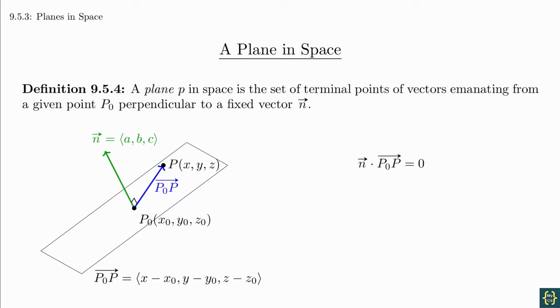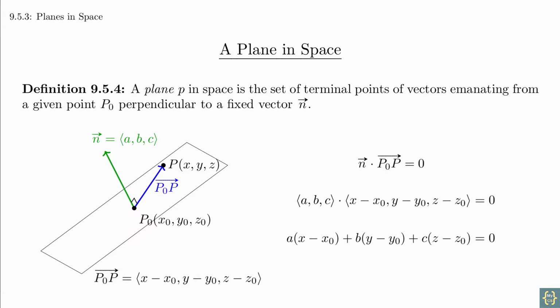Remember, to get the vector from one point to another, we need to subtract the coordinates. So the vector P0 to P is x minus x0, y minus y0, z minus z0. We then substitute and take the dot product, which gives us an equation of the plane. We call this final version the scalar equation of the plane, and we call the original vector form the vector equation of the plane.